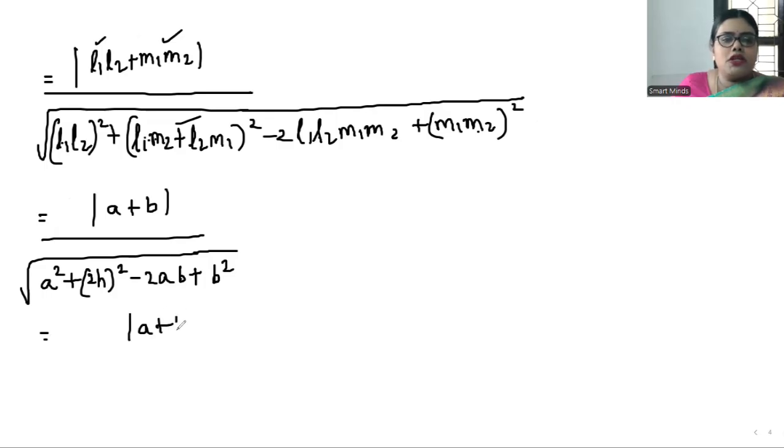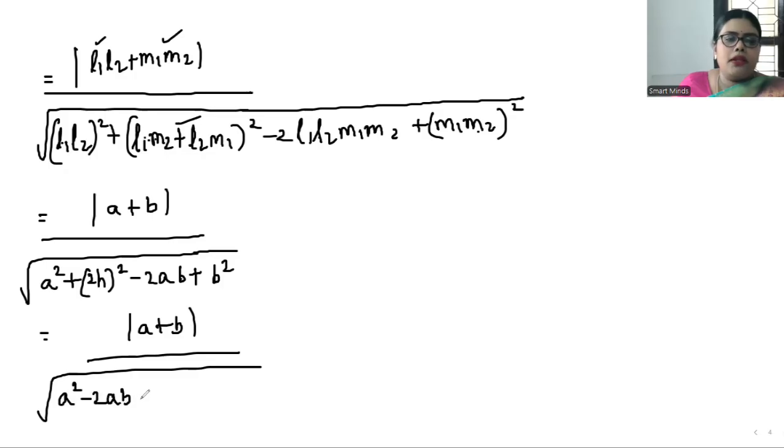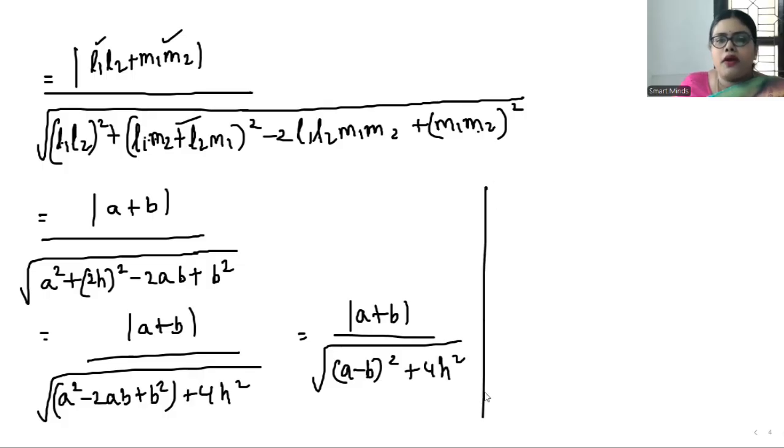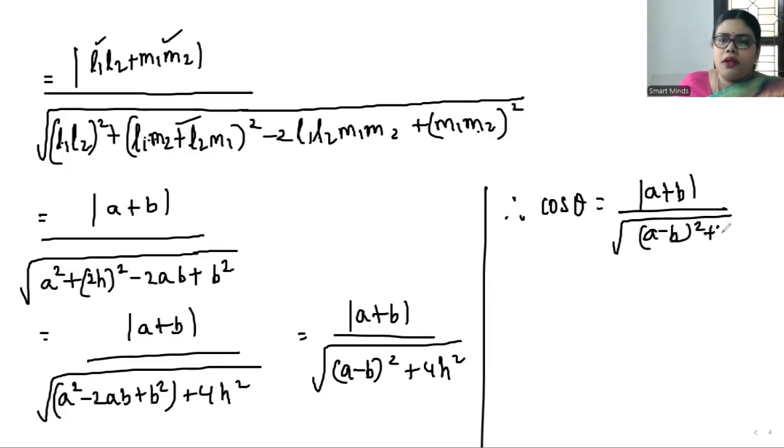Now I am rearranging the terms here. So root over A square minus 2AB plus B square plus 4H square. So that is equal to mod A plus B by root over. Now you see what is A square minus 2AB plus B square? It is the formula of (A minus B) whole square, plus 4H square. So finally you can conclude, therefore cos theta is equal to mod A plus B by root over (A minus B) whole square plus 4H square, hence proved.